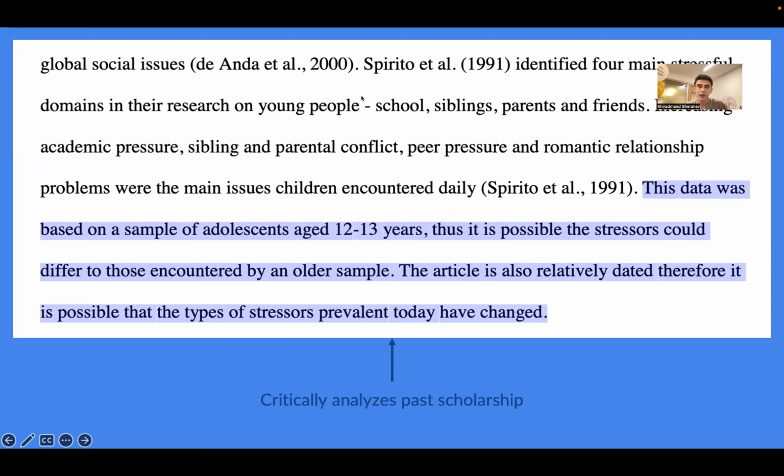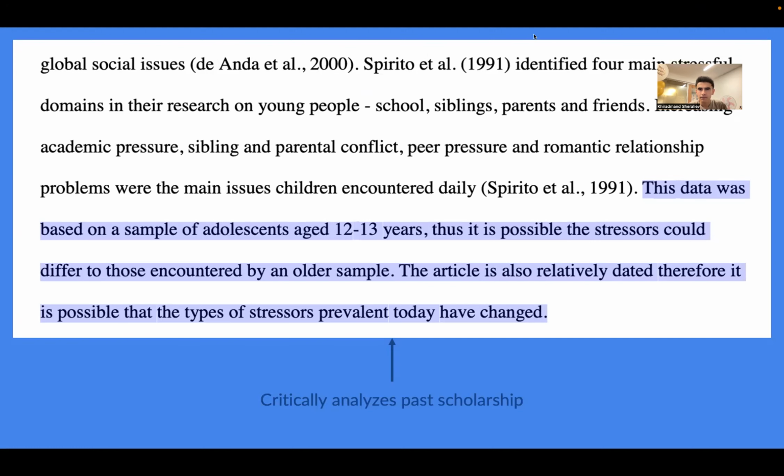Analysis. So the author, the one who is writing this literature review, is critically analyzing past scholarship, evaluating the data collection method, right? Saying that, well, the stressors could differ from those encountered by an older sample, and also the types of stressors prevalent today have changed. Okay, great. Thank you so much.